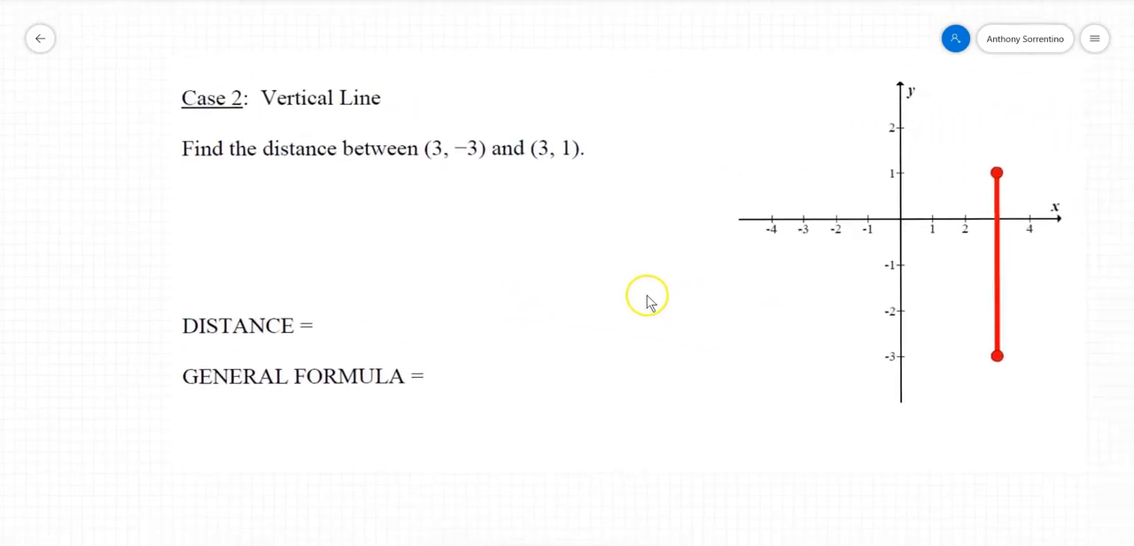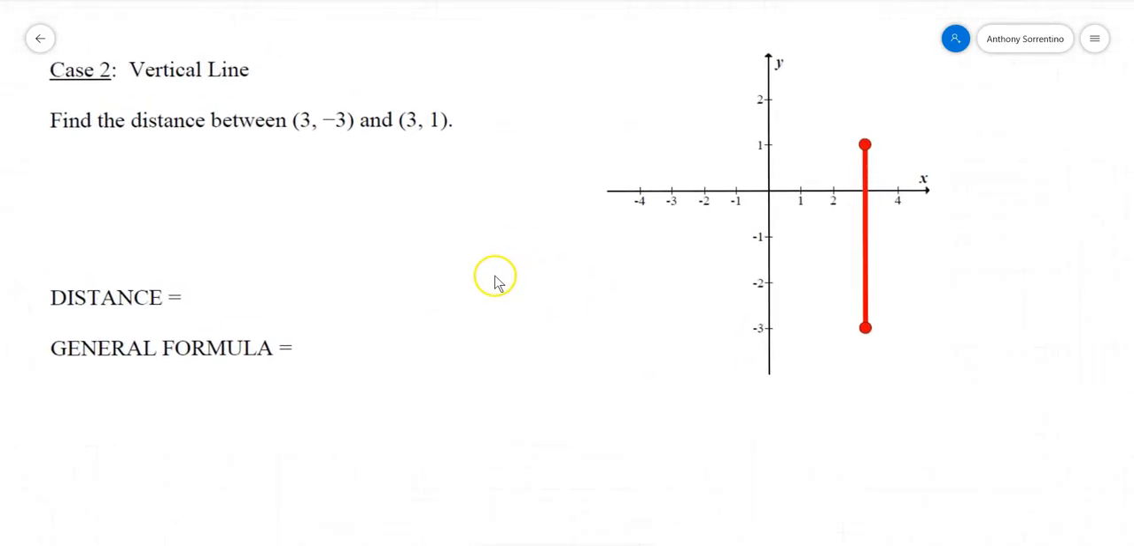Much the same way, in a situation where you have 2 points that are vertically oriented from each other, like this one here, I could just count. Now the x coordinates are the same, but the y coordinates are what's different. I would go from negative 3 to 1, and you can figure out that the distance is 4. I could have done that by taking the absolute value of negative 3 minus 1, which is the absolute value of negative 4, which equals 4. I could also have done the absolute value of 1 minus negative 3.